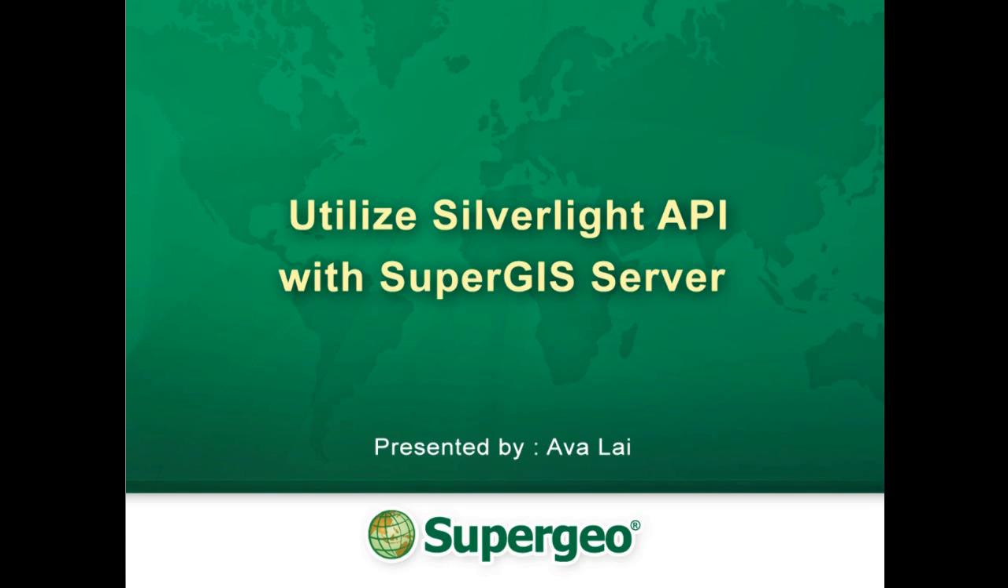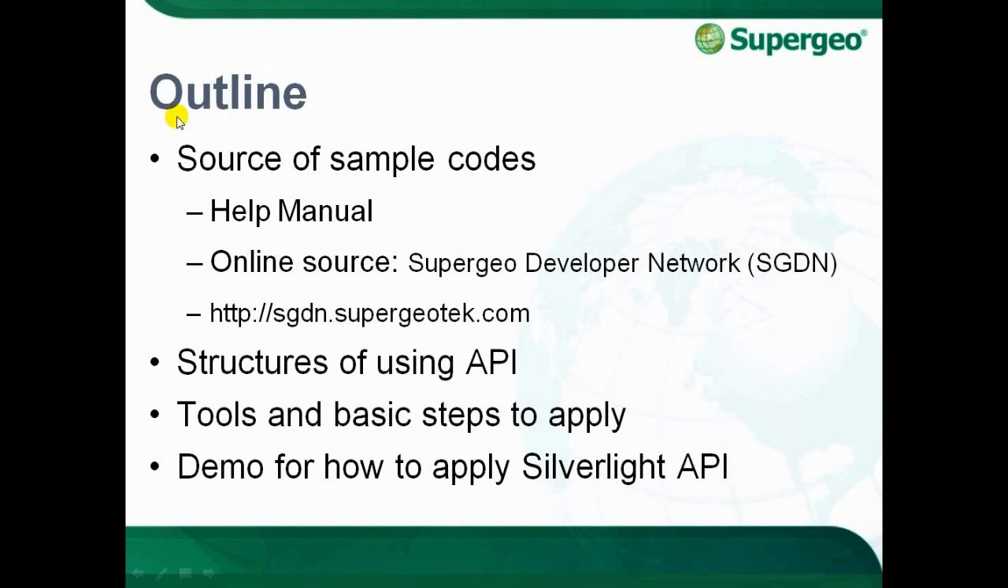And today I'm talking about how to utilize Silverlight API with SuperGIS server. So this is the outline for today's online course. First of all, I will introduce the two sources that you can get the sample codes from. One is in our help menu, and another one is the online source in our SuperGIS Developer Network. And then I will have a brief introduction for the structure of using our Silverlight API with our SuperGIS server.